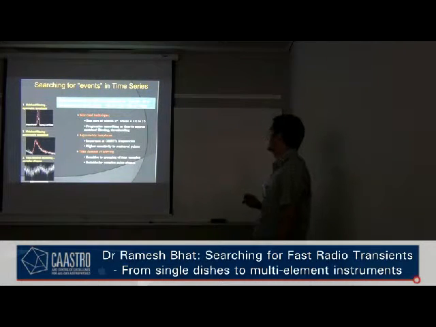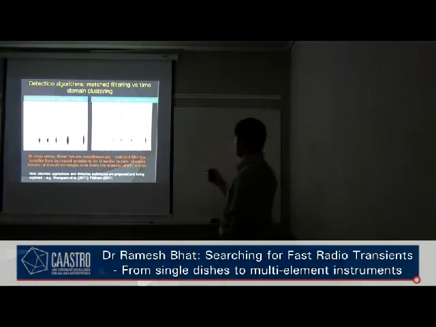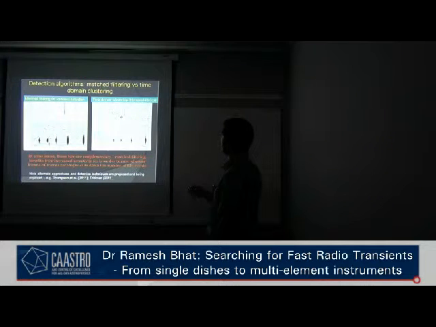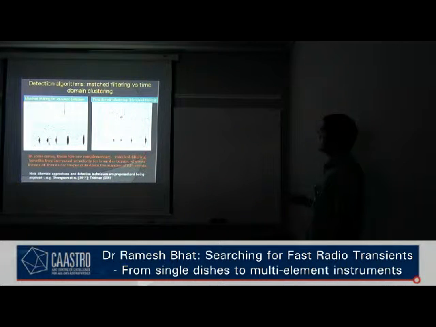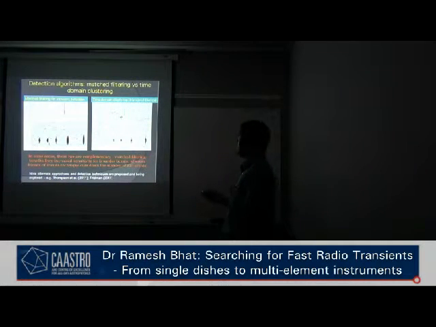Like used in galaxy searches and so on. So the two have both pros and cons, and this is just an example of match filtering, and this is an example of the same data going through a friends-of-friends kind of logic. You can see that in friends-of-friends logic, the number of RFI events, pretty much the spurious events, it could be RFI, it could be the noise statistics or whatever, are cut down quite heavily. So that is one of the advantages.